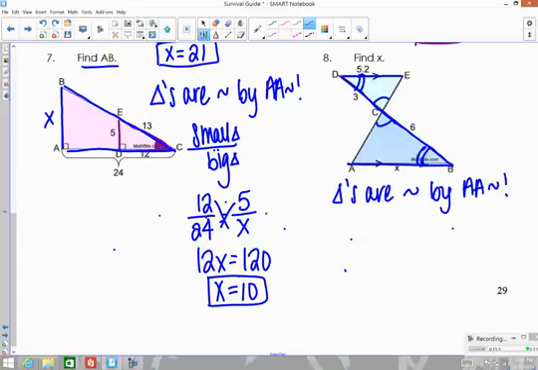So we're going to set up a proportion. Now keep in mind too, I know that angle E and angle A are also congruent because those are alternate interior angles as well, but I only need 2 sets, so that's why I stopped once I saw the 2 sets. So when I set up my proportion, for this one, I'll call this triangle 1, this will be triangle 2, so I'm going to compare triangle 1 to triangle 2.